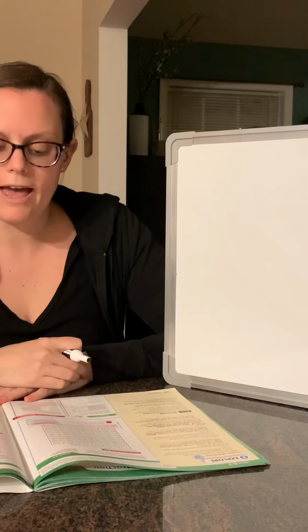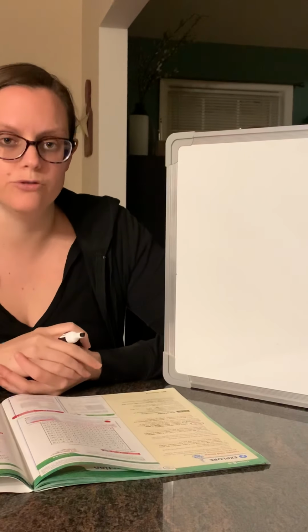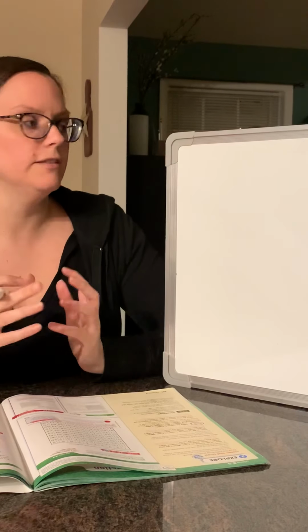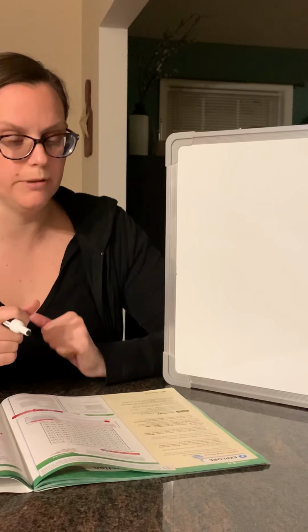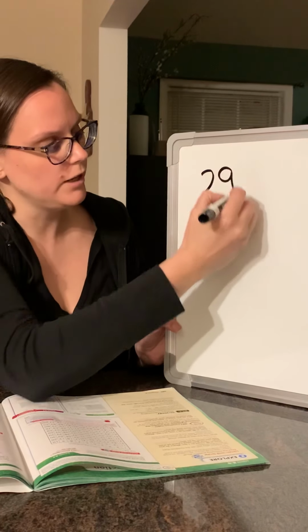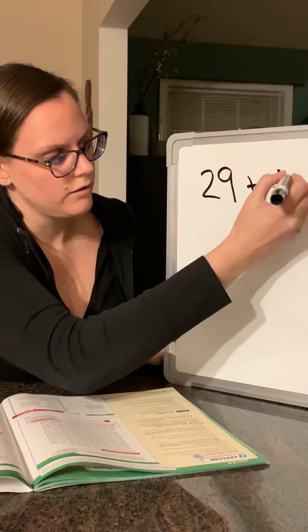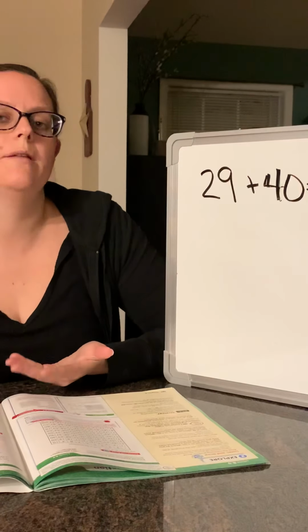So if you look at the top of page 486, you do have a 100 chart to use. And the 100 chart is the first step. We're going to have to use that to solve an addition problem with double-digit numbers. So they first have 29 plus 40. And we have to determine the sum. What is 29 plus 40?